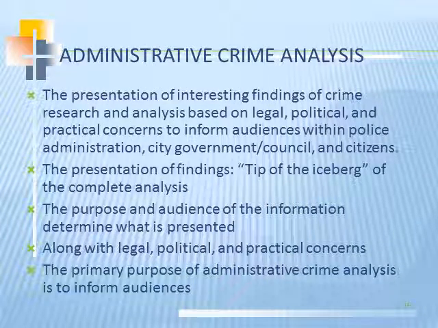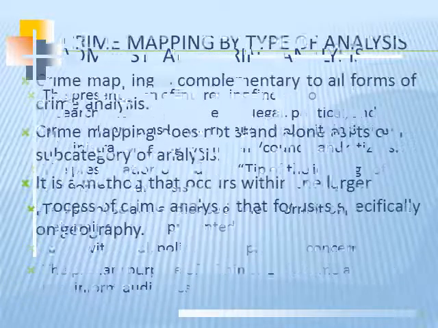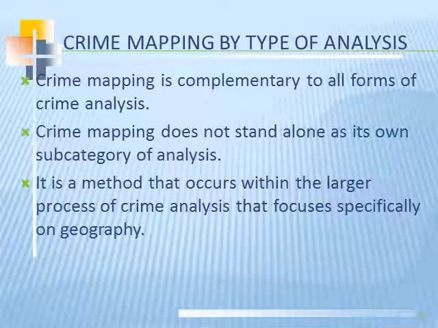Administrative crime analysis is the presentation of interesting findings of crime research and analysis based on legal, political, and practical concerns to inform audiences including police administration, city government, and citizens. Crime mapping is complementary to all forms of crime analysis. Crime mapping does not stand alone as its own subcategory of analysis. It is a method that occurs within the larger process of crime analysis that focuses specifically on geography.